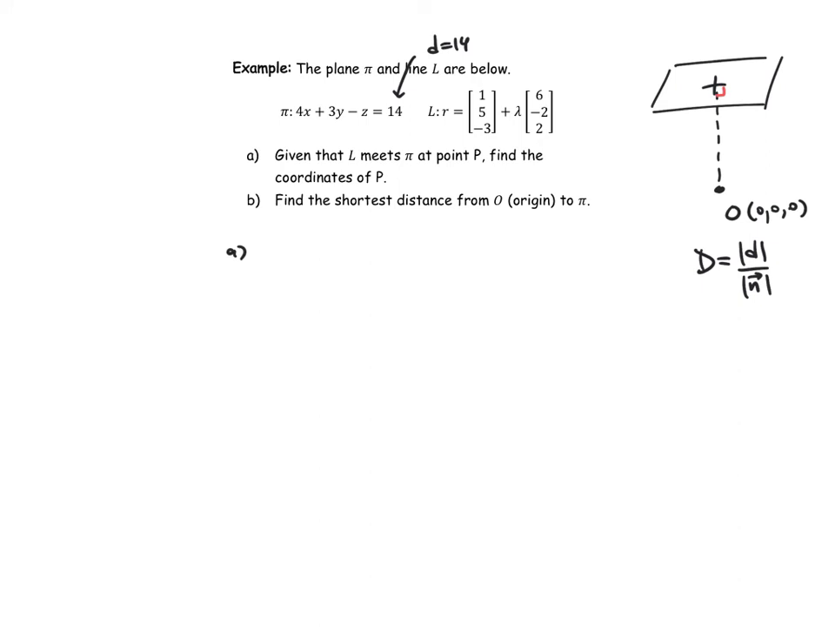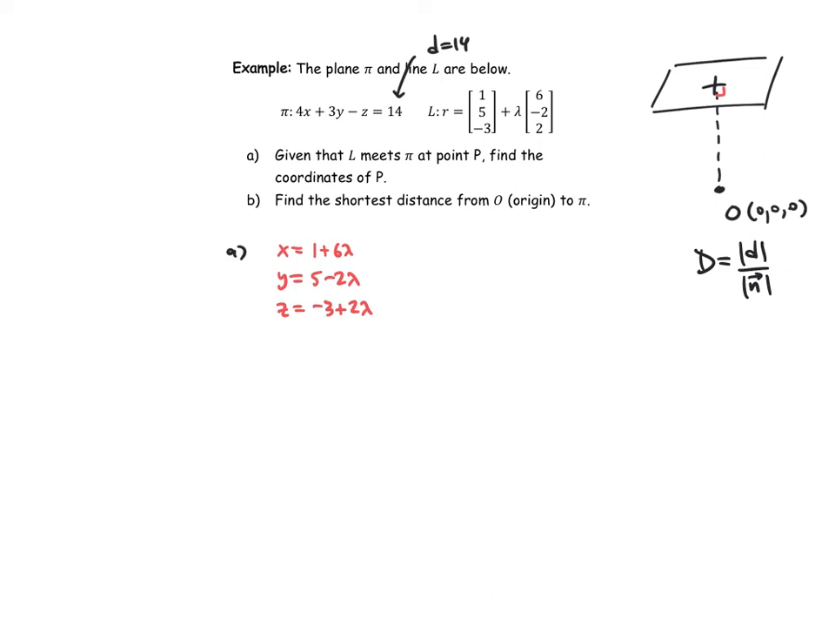Part A says, given that L meets pi at a point P, find the coordinates of P. If you can't tell by now, the parametric form of any line is very, very useful, so get used to going there. There are other methods, but that's where I would always go first. It's very helpful, especially when dealing with lines and planes in the same problem. Okay, so there's a parametric form there for L.